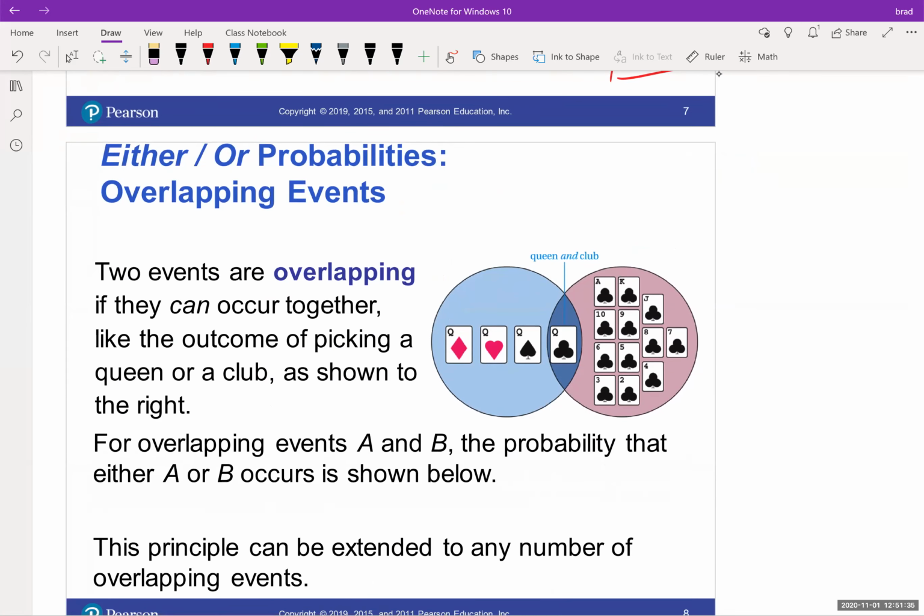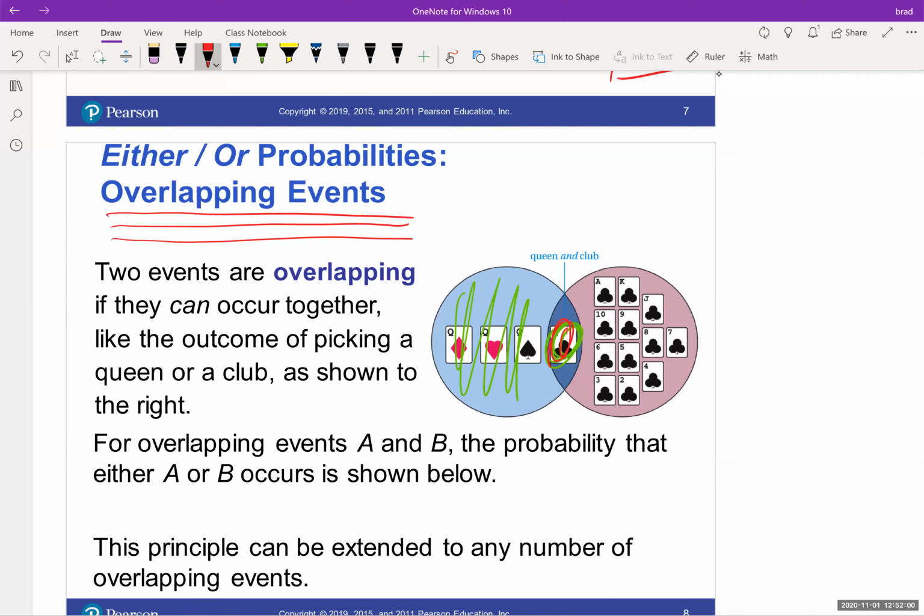Now we have overlapping events, okay? When you see this little picture right here, how they have this middle part shaded, that means that there are some face cards that are also clubs, or there is a queen that is also a club. That's when you have to worry about double counting, because technically you counted this queen as part of this set, but then you also counted it as part of this set because it's a club. So it's just something we have to worry about. You counted it twice. Well, if I tell you to add something twice, how do I get rid of one of them? I subtract it off.